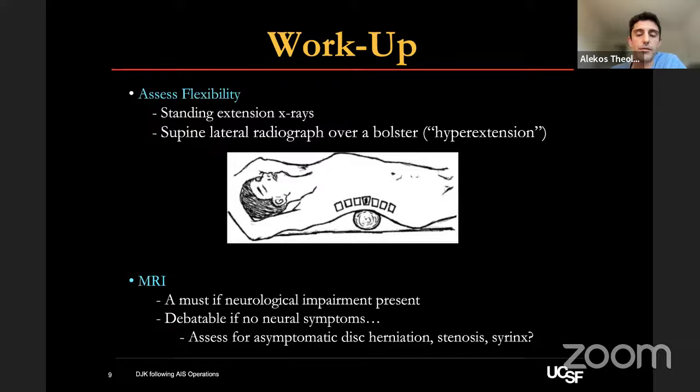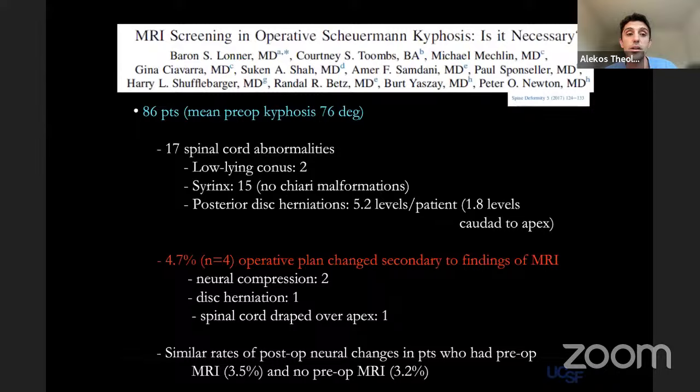Those can really differentiate between more flexible areas and more structural, rigid areas. And then MRI, this is a debatable area, but what's not debatable is that if they have any neurologic symptoms, they should get an MRI. If they don't have any neural symptoms, that's where it's debatable. It assesses whether they have any asymptomatic disc herniations, stenosis, and syrinx.